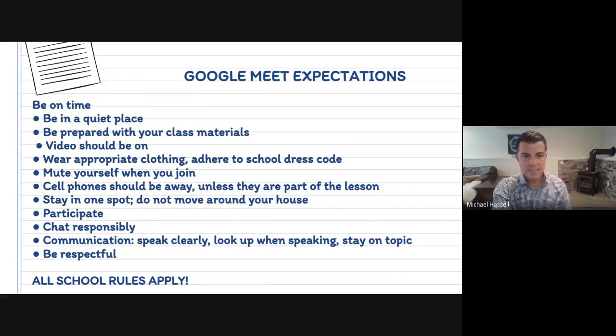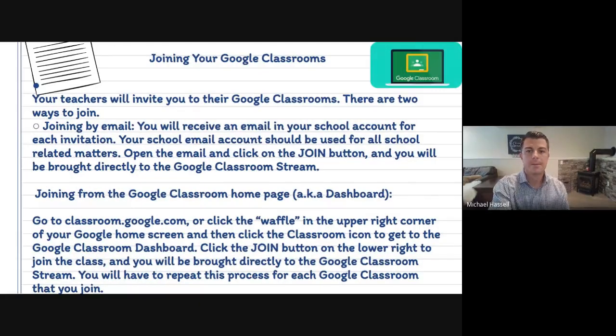Some Google Meets expectations. Again, take a peek at this guide to make sure that you're carefully reviewing this. Some hints on joining your Google Classroom. I think we all have experience with this from distance learning back in the spring.